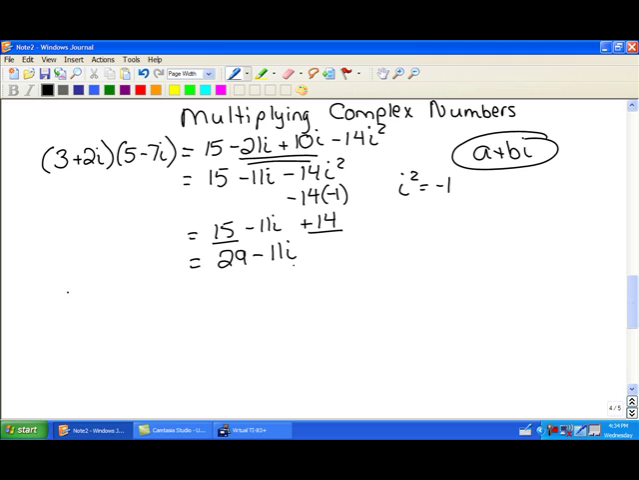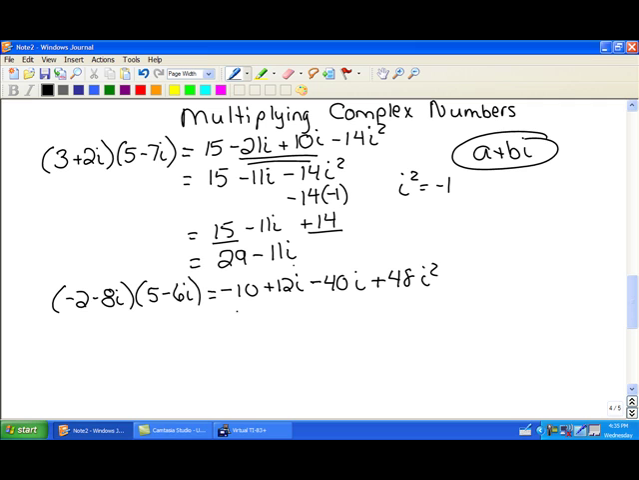Let's look at one more before we go on. Let's look at negative 2 minus 8i times 5 minus 6i. Again, distributive property. Negative 2 times 5 will give me a negative 10. Negative 2 times negative 6i will give me a positive 12i. Negative 8i times 5 will give me a negative 40i. And negative 8i times negative 6i will give me a positive 48i squared.